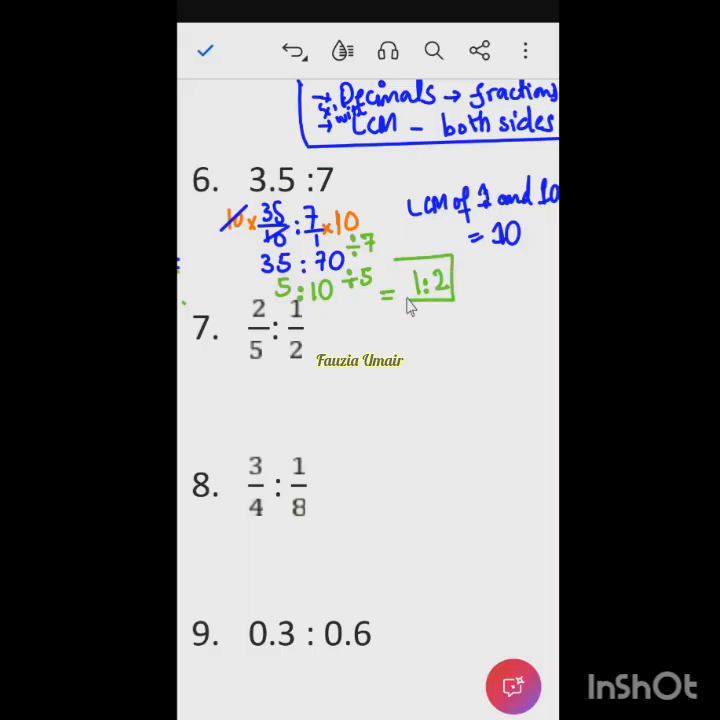That is your answer. और वैसे भी आप देखें तो अगर आप 7 को हाफ करें तो 3.5 आता है ना. तो 3.5 को डबल करें, मल्टीप्लाई बाय 2 करें तो आपके पास 7 आता है. तो ये 1 रेशियो 2 आता है आंसर. ठीक है?